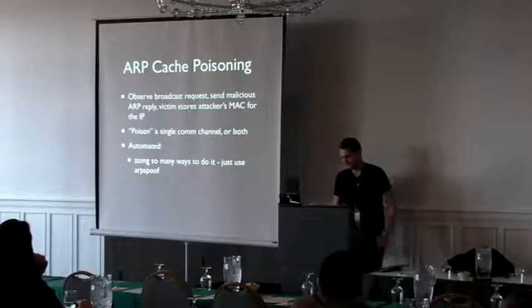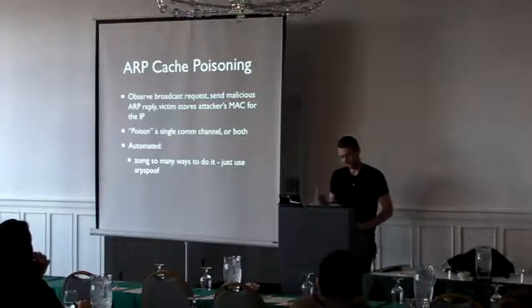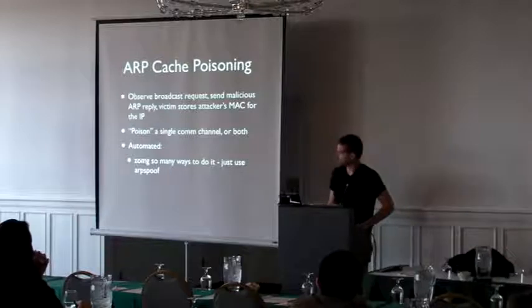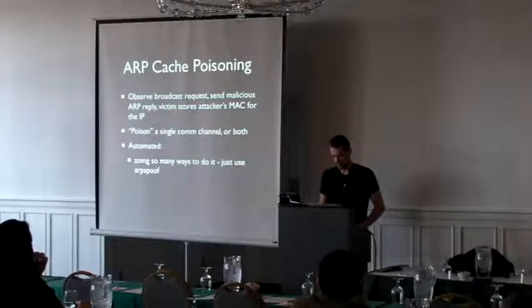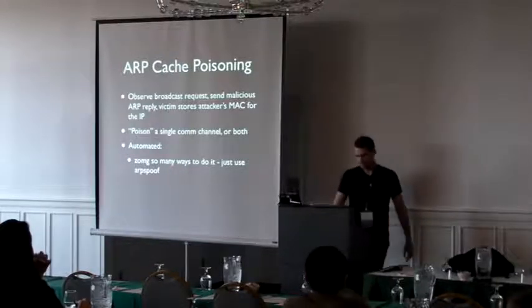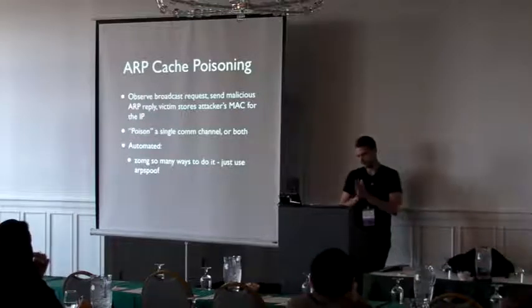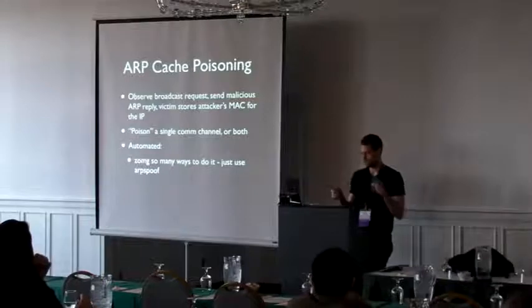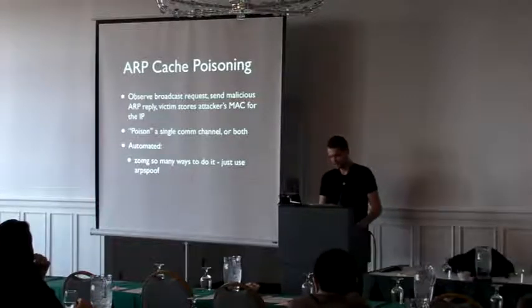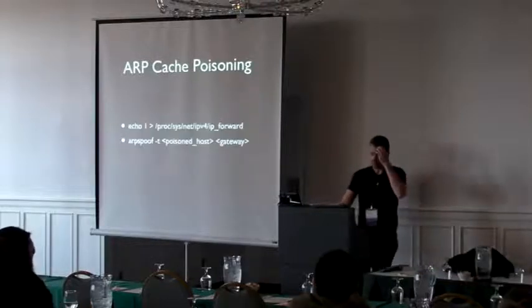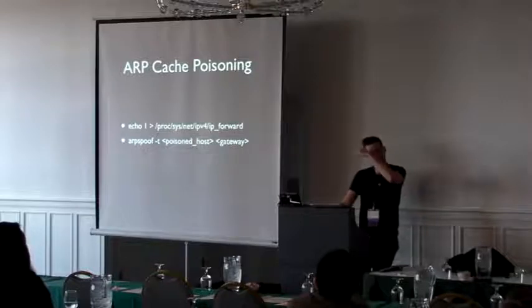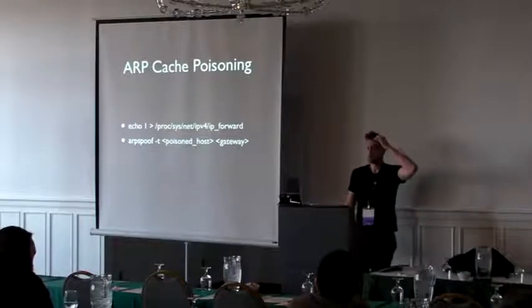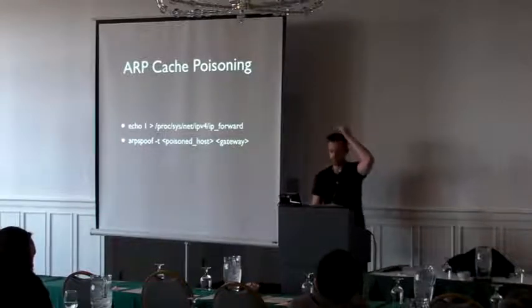ARP cache poisoning. So let's talk a little bit about this. Sorry for bringing up really old stuff, but it's so relevant that it's hard to avoid when you're talking about man in the middle. Basically, you're sending ARP traffic to the broadcast address and/or to your targets and telling them that you are at a particular IP address. They will forward their traffic to you. I won't spend a lot of time on it. It's literally this easy to do. There's lots of ways to do this.